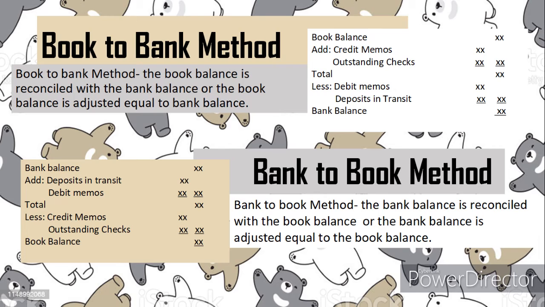Format of the bank to book method. Bank balance amount, add deposits in transit amount, debit memos amount, total amount, less credit memos amount, outstanding checks amount, book balance amount.